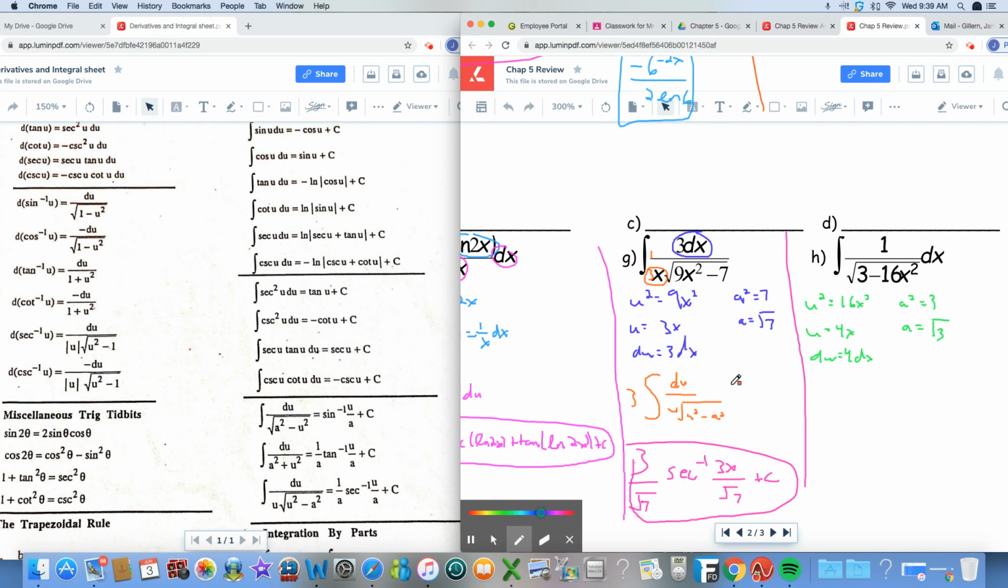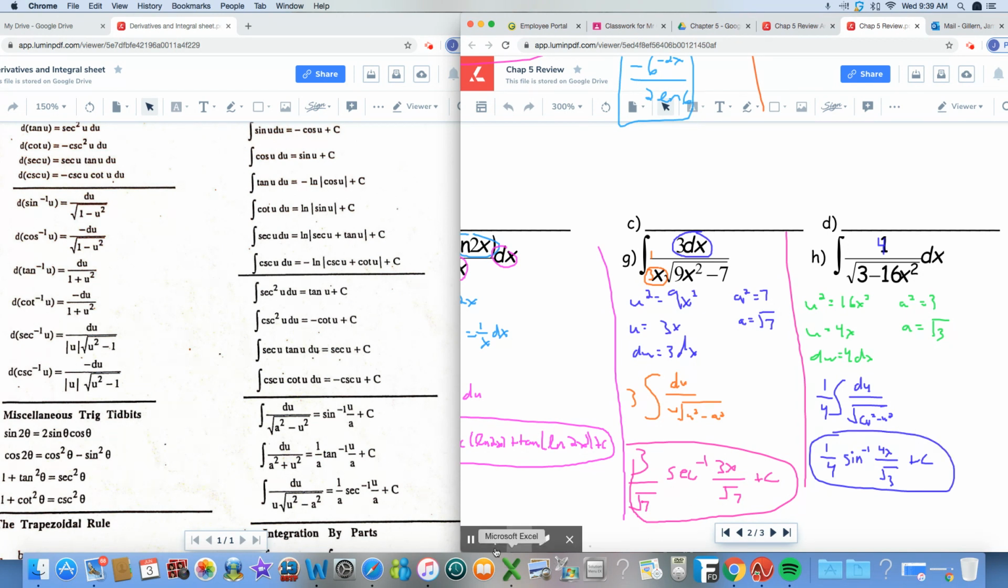Now, we're making it look like this guy. I need du on top. I have 1 dx. I want a 4 dx, which means I'll put a 1/4 on the outside of the integral. So now we're good with our du. The square root of 3, which is our a squared, minus 16x squared, which is my u squared. And now I have the inverse sine one, so we just follow the recipe. 1/4 inverse sine of u over a. U is 4x, over a, which is the square root of 3, plus c.